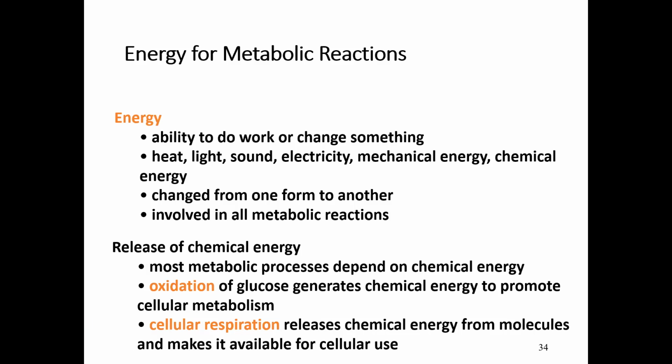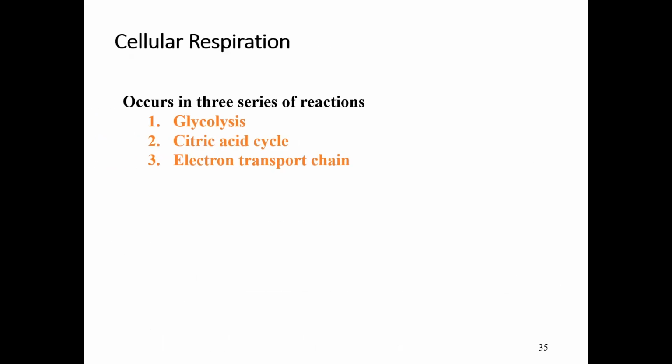The term oxidation of glucose is how we release chemical energy. We oxidize glucose and we release chemical energy. That's how we get things done. The process is cellular respiration. And the end result of cellular respiration is the production of ATP. So cellular respiration has 3 steps: glycolysis, the citric acid cycle, otherwise known as the Krebs cycle, and the electron transport chain.